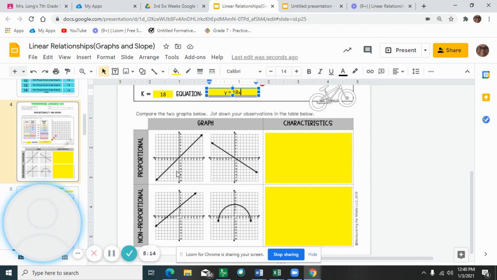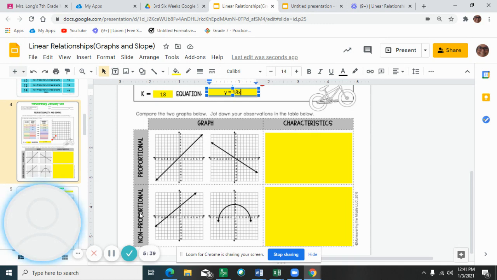So what do we notice about these? And they tell you these are proportional. So what do we notice? They both go through the origin, check. They're both constant. This one goes up, so remember that's going to be a positive. This one goes down, so that's going to be a negative. But they're linear. Okay, those are all the things that we talked about in the instructional video.